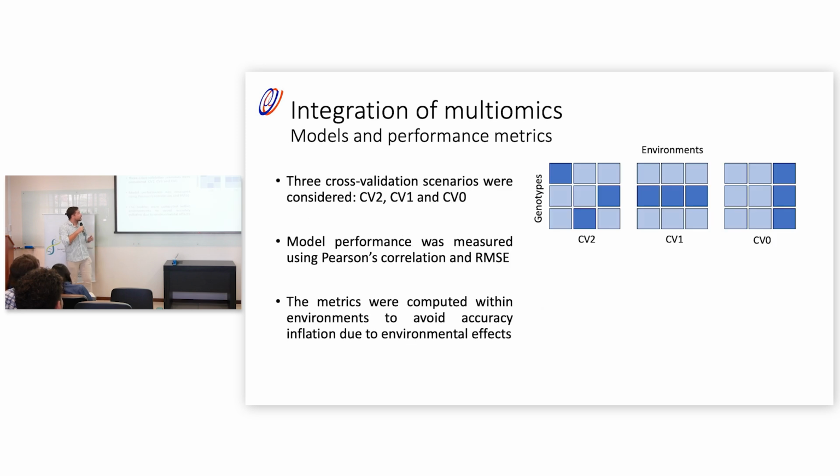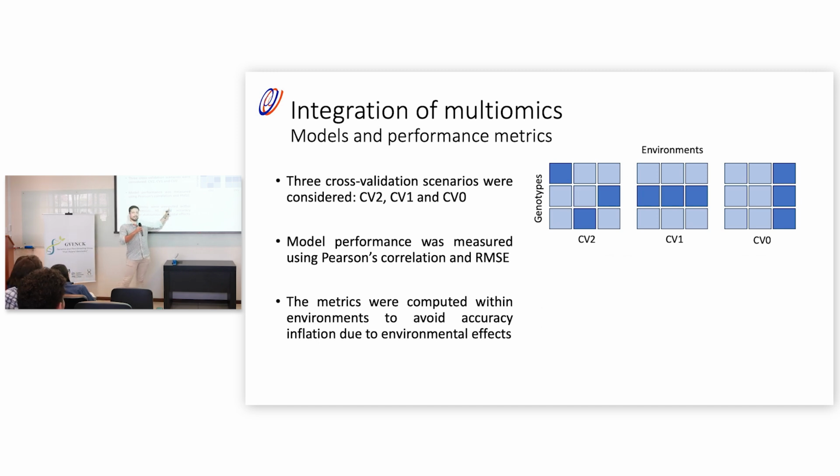Okay, now we have to talk about metrics. I have 40 minutes, okay. So here we have the 3 cross-validation schemes that we use to assess the models. If you are familiar with genomic selection, you have probably heard about them. We have CV2, which is just sparse testing. This is 5-fold, sorry.